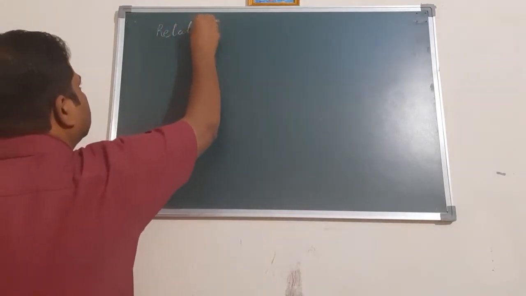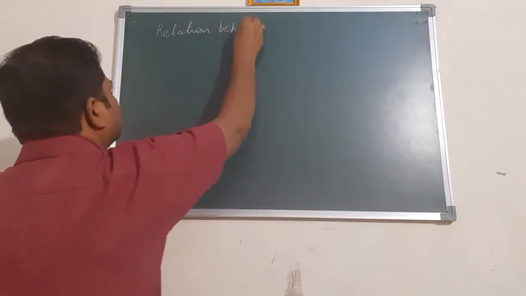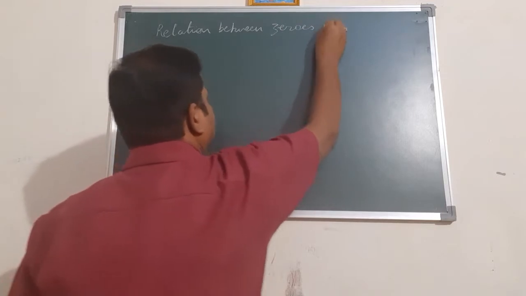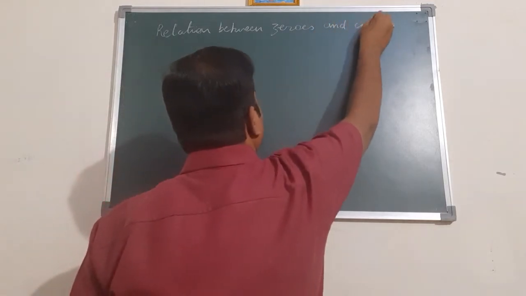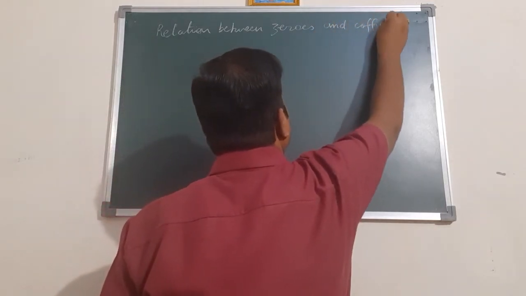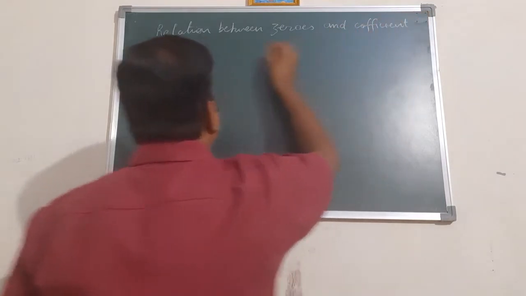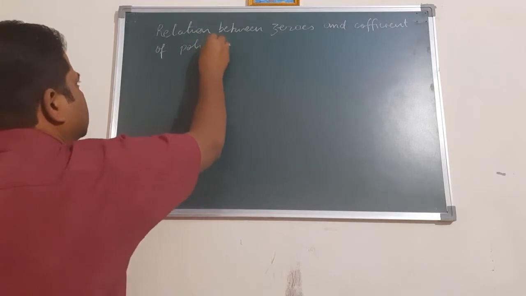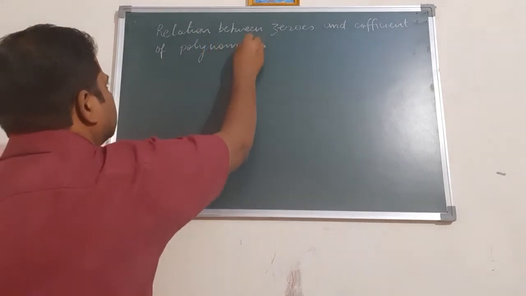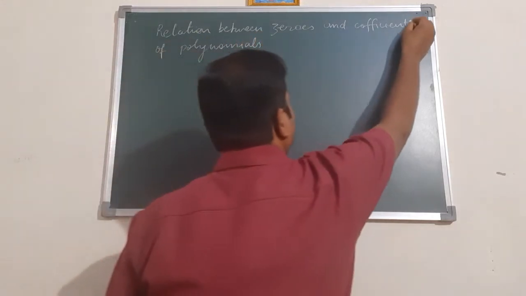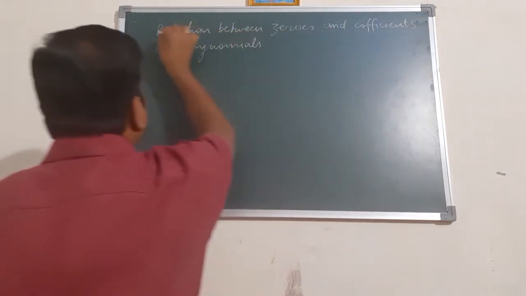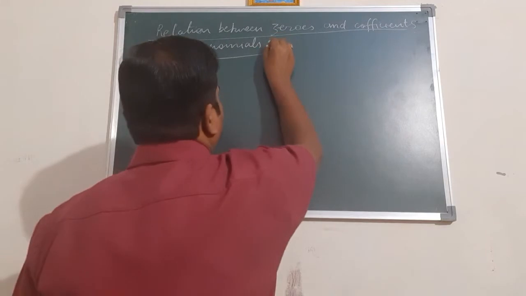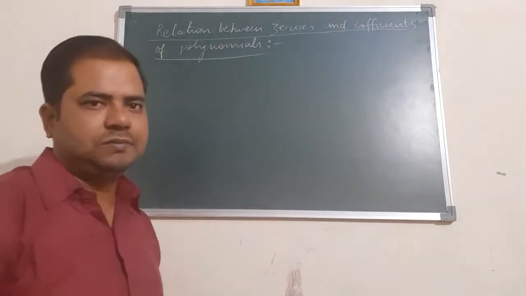relation between zeros and coefficients of polynomials. We are going to discuss the relation between zeros and coefficients of a polynomial.